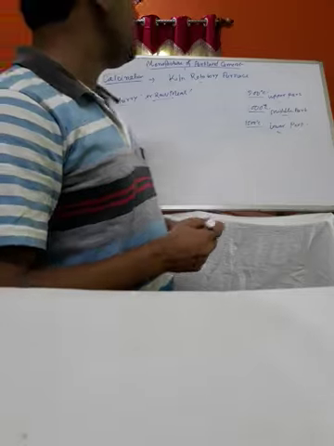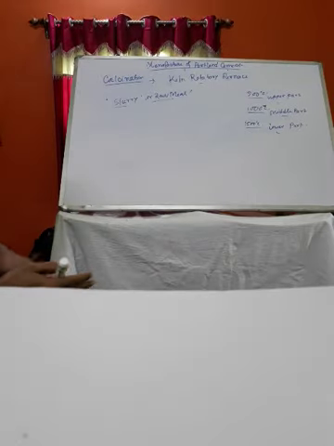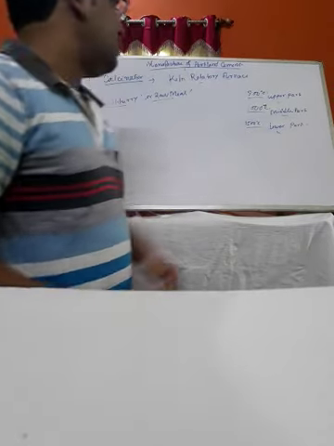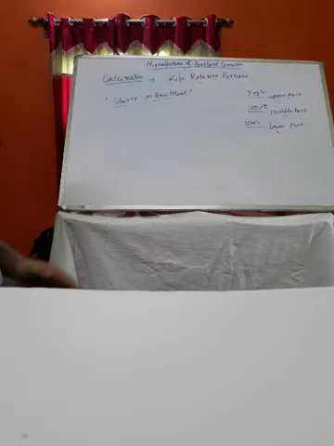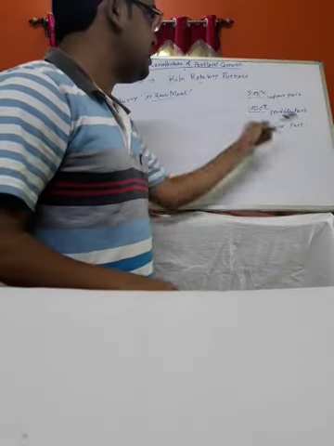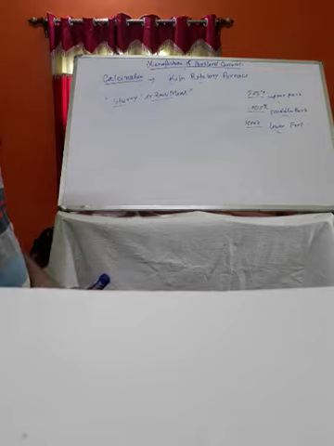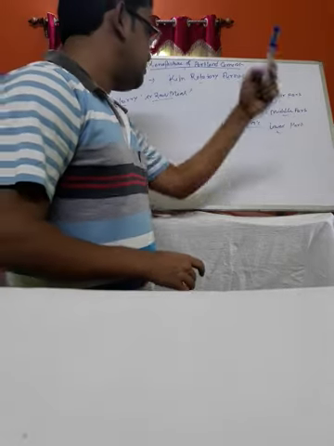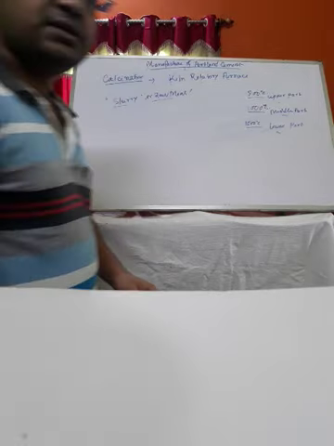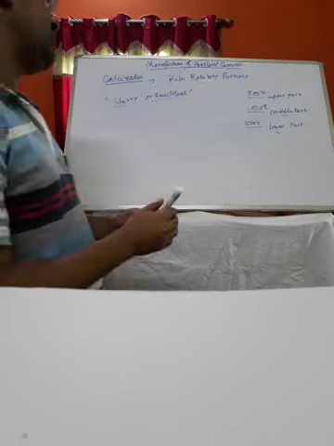From this topic, a short question is also: what is the temperature of the middle part of the furnace during the manufacture of Portland cement? Okay, middle part temperature koto? 1000 degrees centigrade, upper part 800 degrees centigrade, and lower part 1500 degrees centigrade.